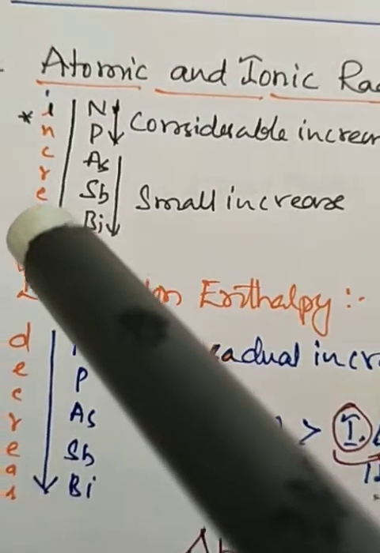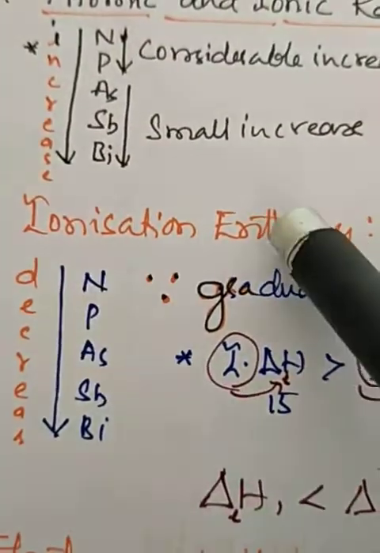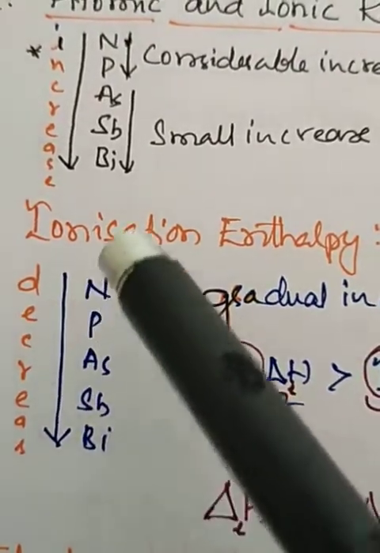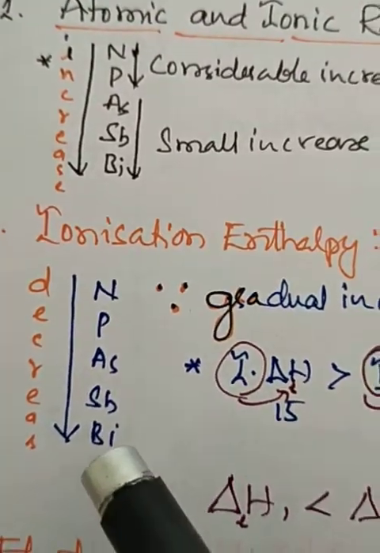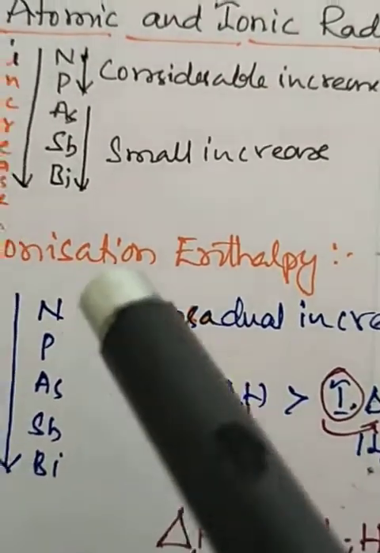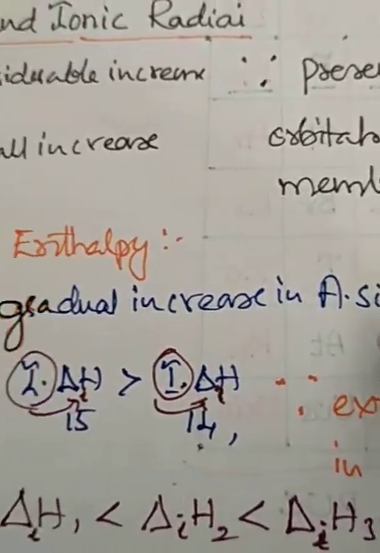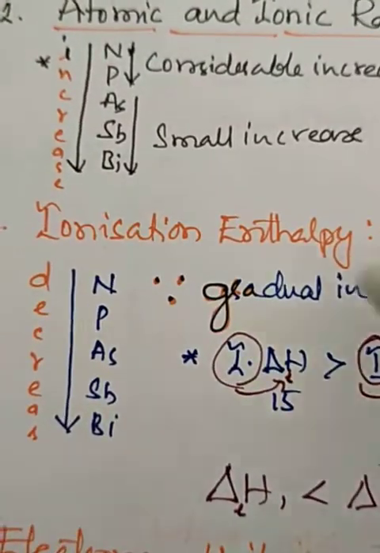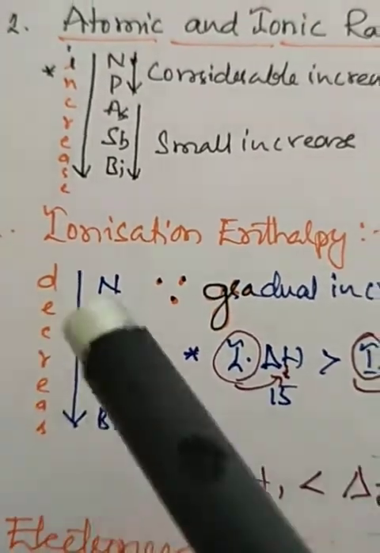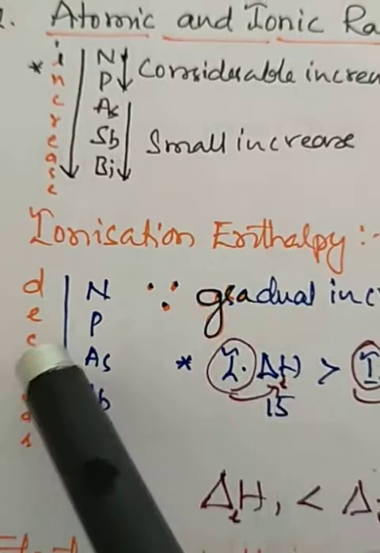If we are asked, above the group it means decreases. Then ionization enthalpy, again for the 15 group elements, decreases down the group. The reason, again you have to learn the reason, is the gradual increase in size. As size increases, ionization enthalpy decreases. Size and ionization enthalpy are inversely proportional to each other.